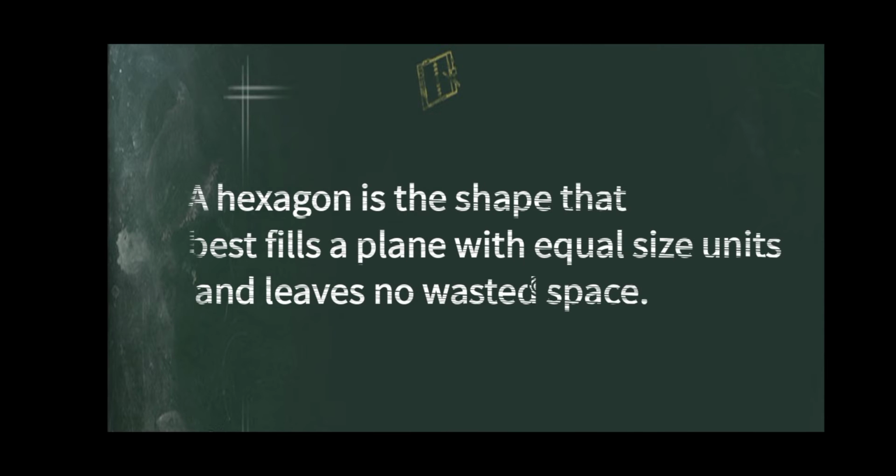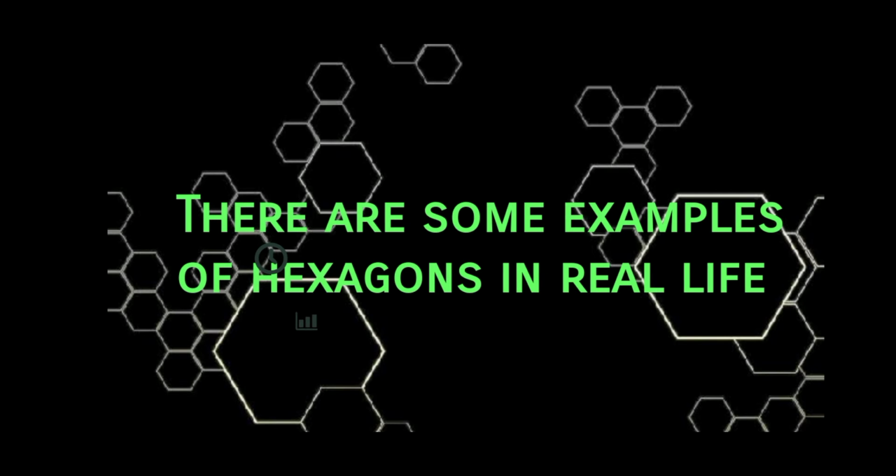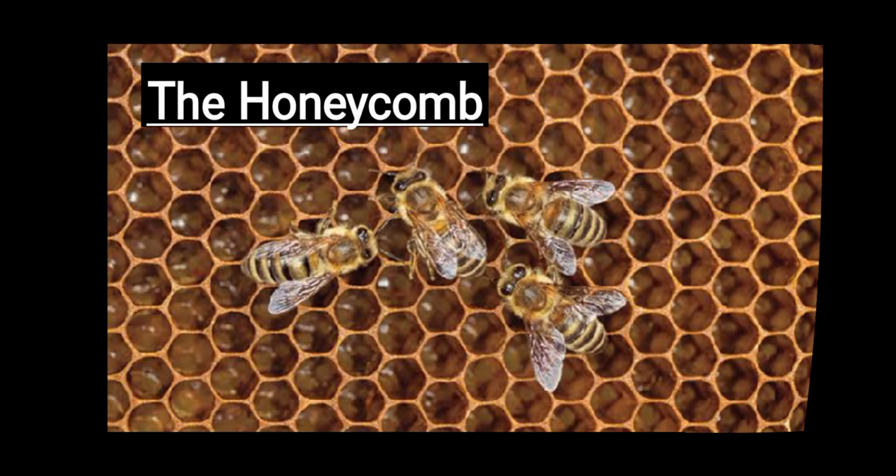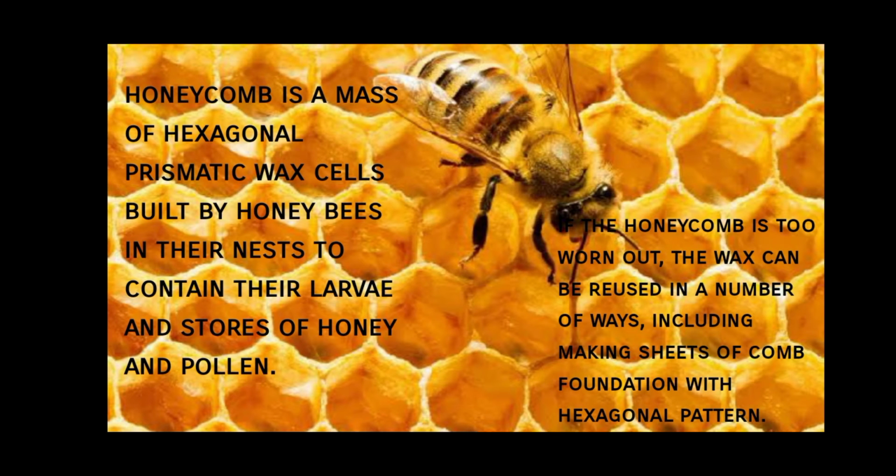A hexagon is the shape that best fills a plane with equal size units and leaves no wasted space. Here are some examples of hexagons in real life. The honeycomb is a mass of hexagonal prismatic wax cells built by honeybees in their nest to contain the larvae and stores of honey and pollen. If the honeycomb is too worn out, the wax can be reused in a number of ways, including making sheets of comb foundation with a hexagonal pattern.